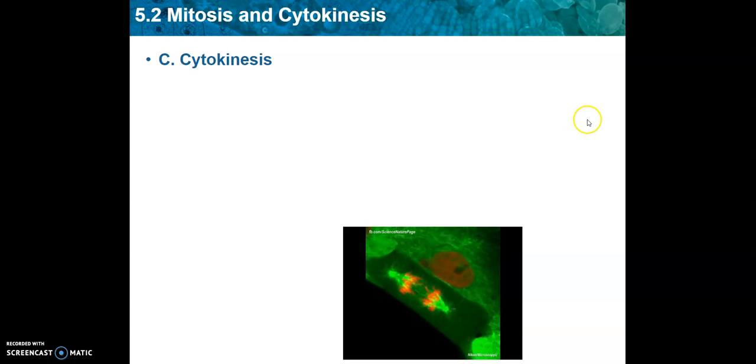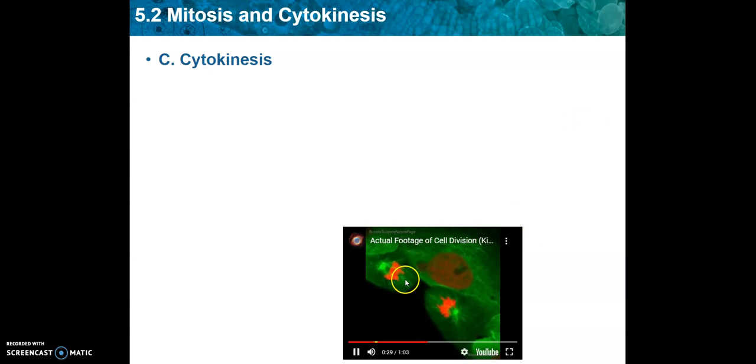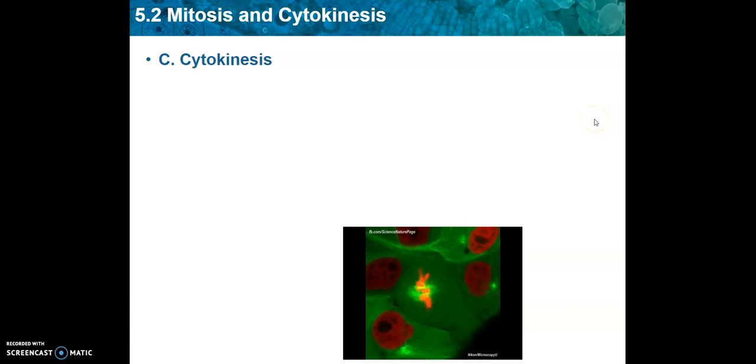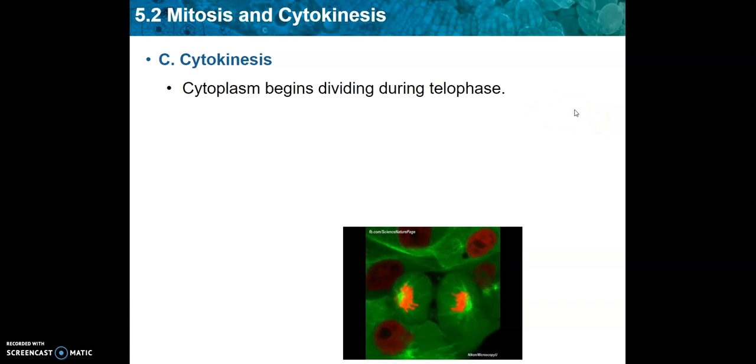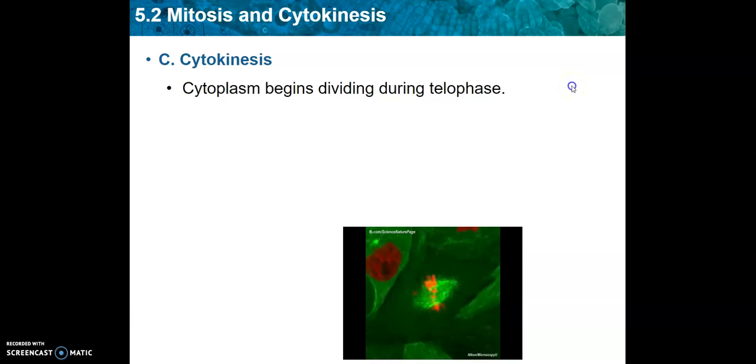So once those two new cells are formed, and we have that pinching off, this cell is now automatically back into interphase, and it's going to spend 90% of its life in interphase. Cytokinesis is important because this is when the cytoplasm itself divides. So this is the final step.